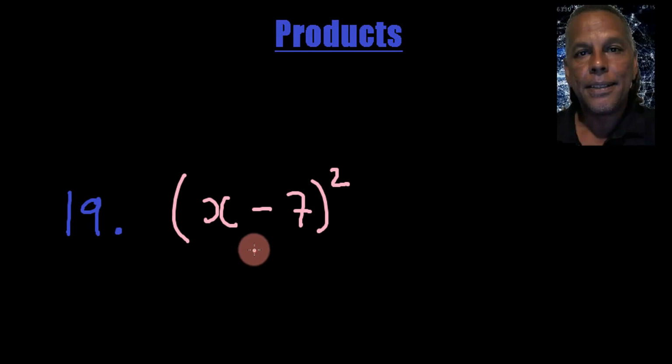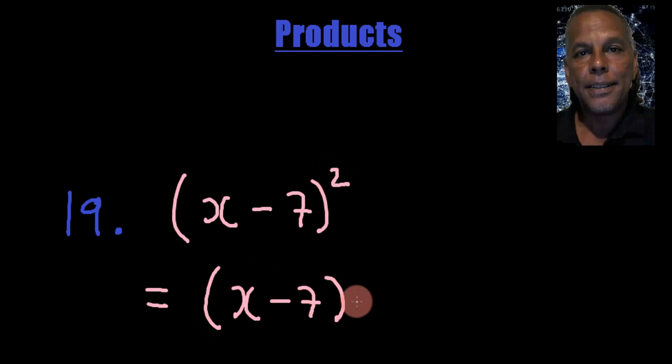So here we have brackets squared. Now, there's more than one way of expanding these brackets, but we're going to stick to one method. We know that anything squared means we are multiplying it by itself. So x minus 7 all squared, we can write as x minus 7 times itself. And now we expand in the usual way.